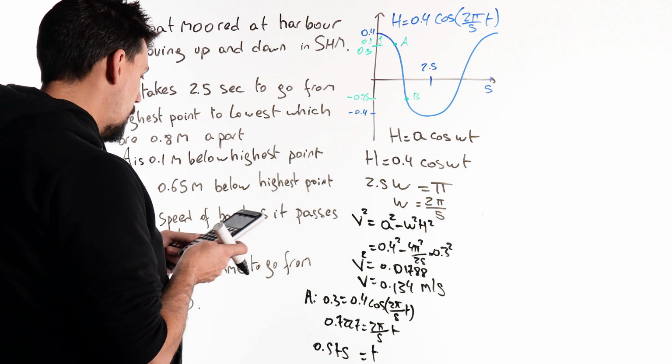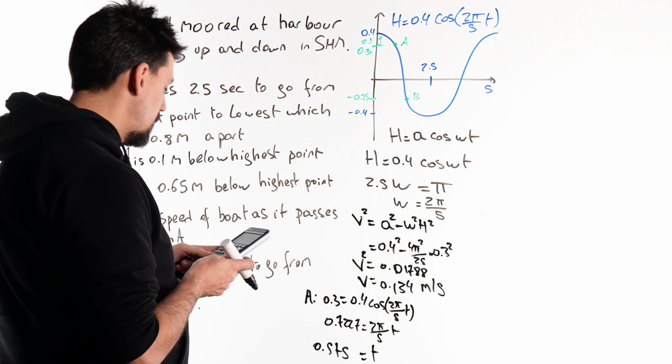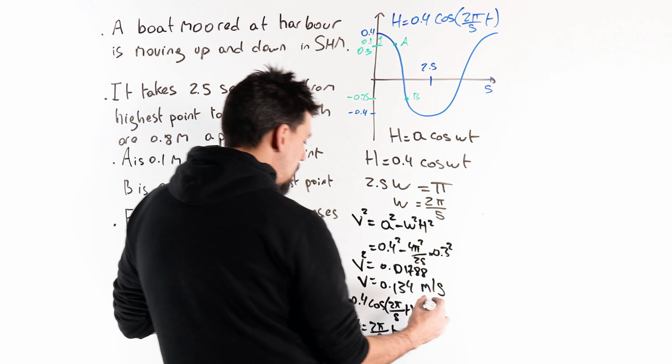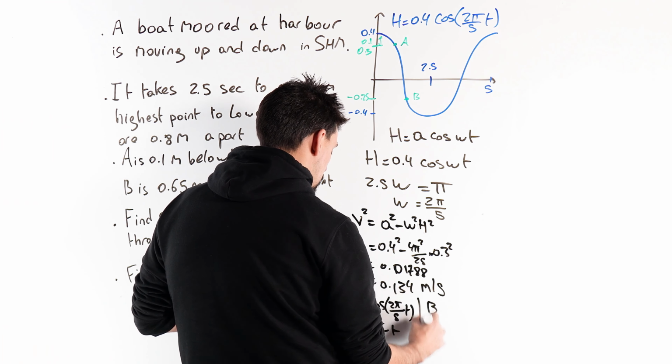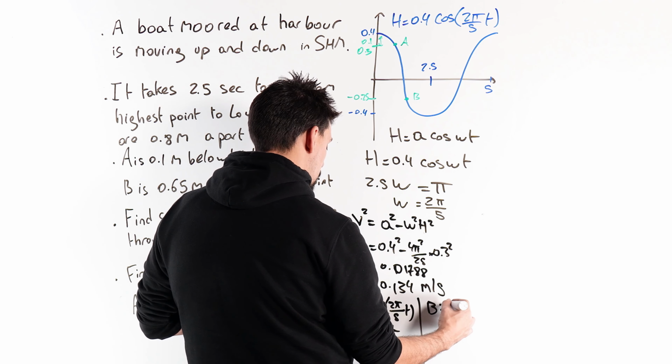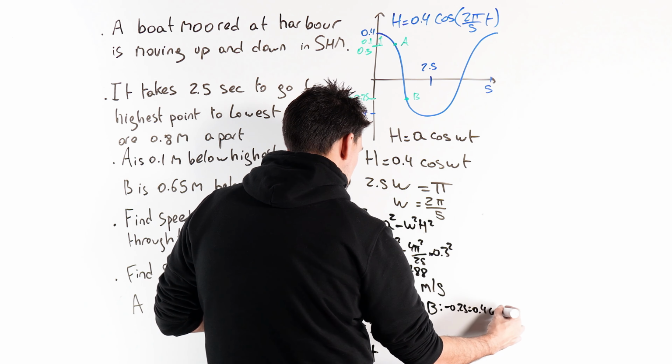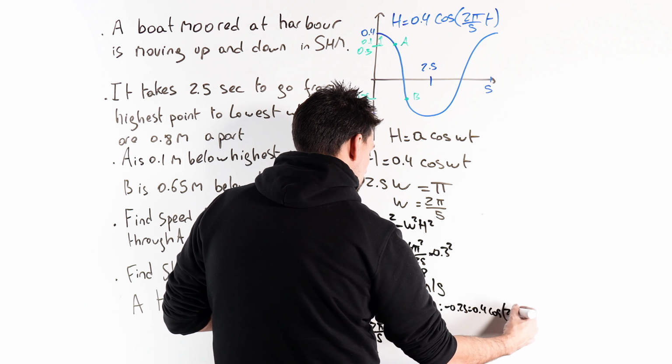And let's do all of that with B again. So B is at minus 0.25. So what we need to do for B is the same thing, right? Minus 0.25 is 0.4 cos 2 pi over 5 t.